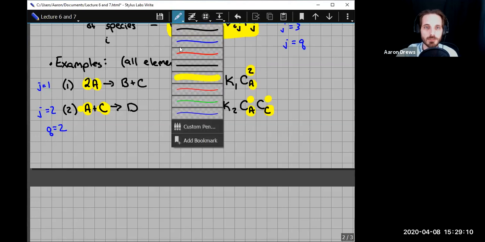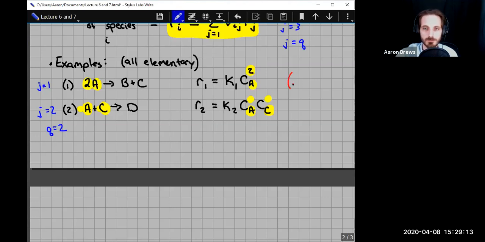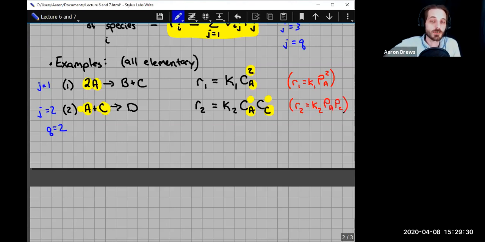We could have equally written these, although we are opting not to do so, as R1 is equal to K1 times the partial pressure of A squared, and R2 as K sub 2 times the partial pressure of A times the partial pressure of C. We have opted not to do that. Those are not equivalent writings of the rate law. The Ks are not going to be the same. And so it's not like you just have a free choice to write either way. There has to be something in the problem that's telling you, do I write this in terms of C or do I write this in terms of P?